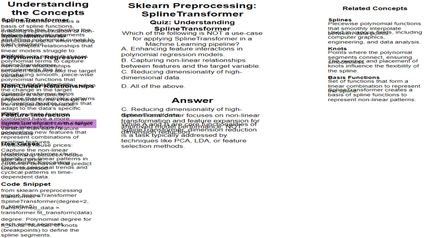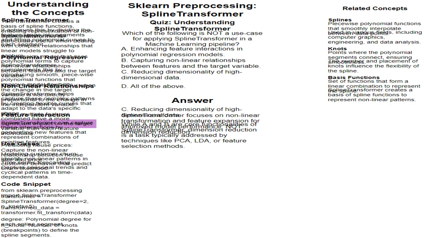Predicting house prices: capture the nonlinear relationship between house size and price. Modeling customer churn: identify nonlinear patterns in customer behavior that predict churn likelihood. Time series forecasting: capture seasonal trends and cyclical patterns in time-dependent data. Spline transformer has numerous applications in machine learning. For example, in predicting house prices, spline transformer can be used to capture the nonlinear relationship between house size and price, leading to more accurate predictions.